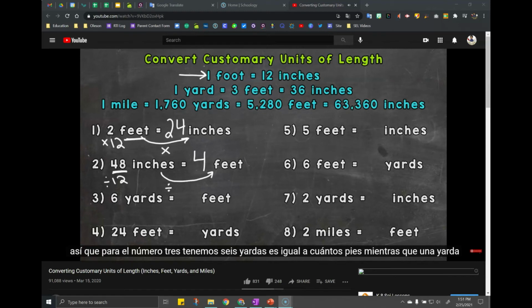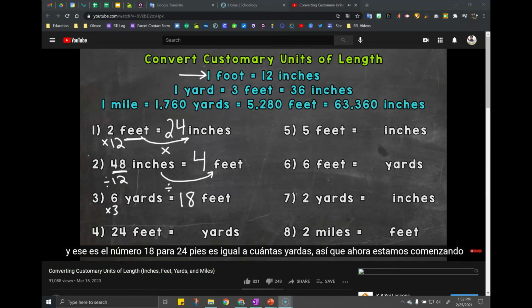So for number 3, we have 6 yards equals how many feet? Well, 1 yard equals 3 feet. So we have 6 of them. So we need to multiply this by 3. So 6 times 3 equals 18 feet. And think of a yardstick. A yardstick has 3 feet. So if we had 6 of them lined up, it's going to be 3 plus 3 plus 3 plus 3 plus 3 plus 3. I think I got 6 there. Which, it's just easier to do 6 times 3, and that's 18.